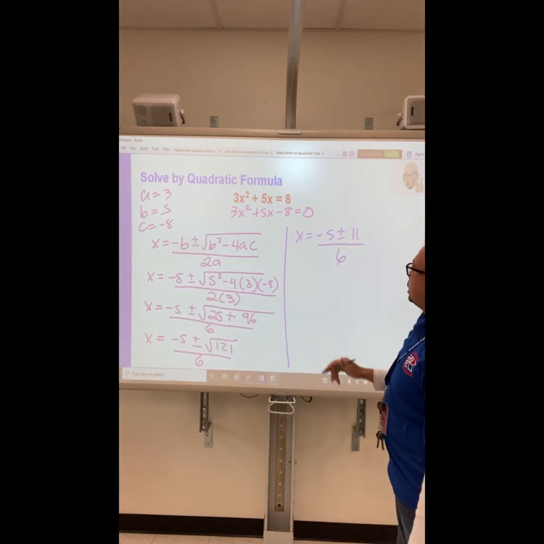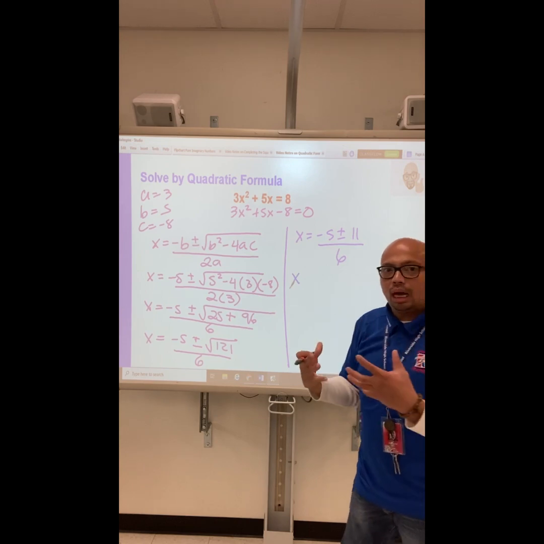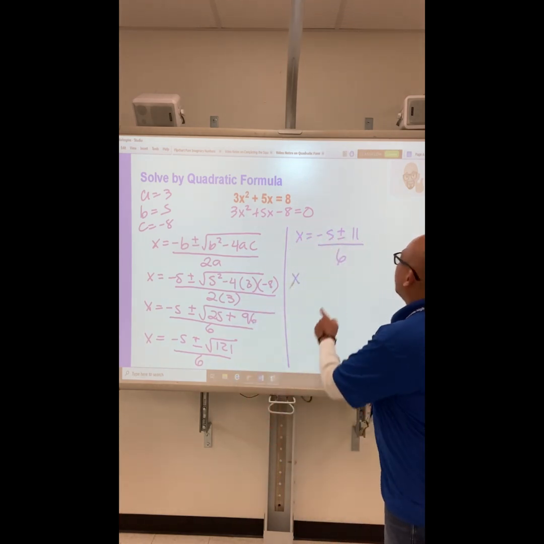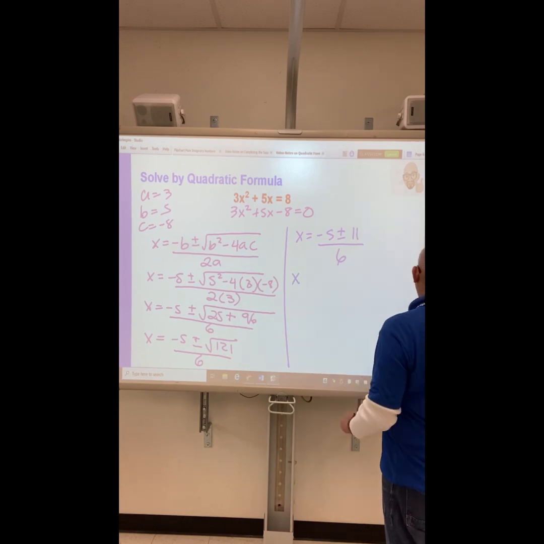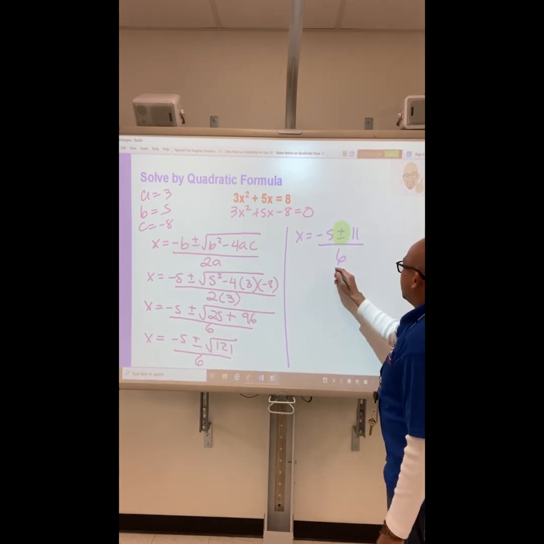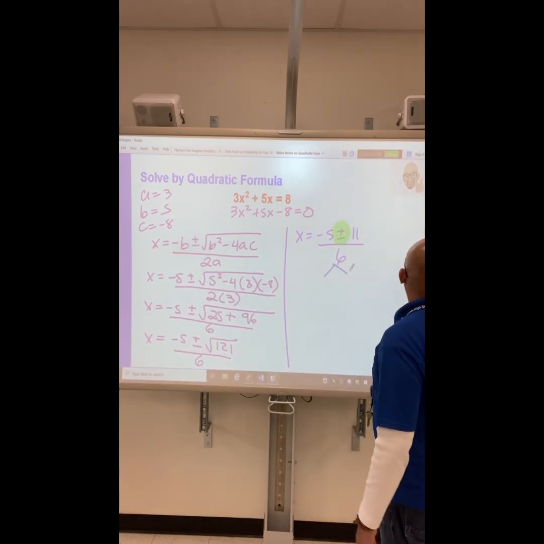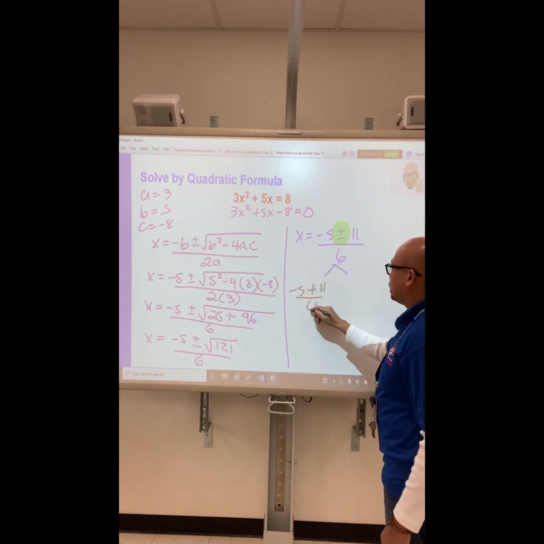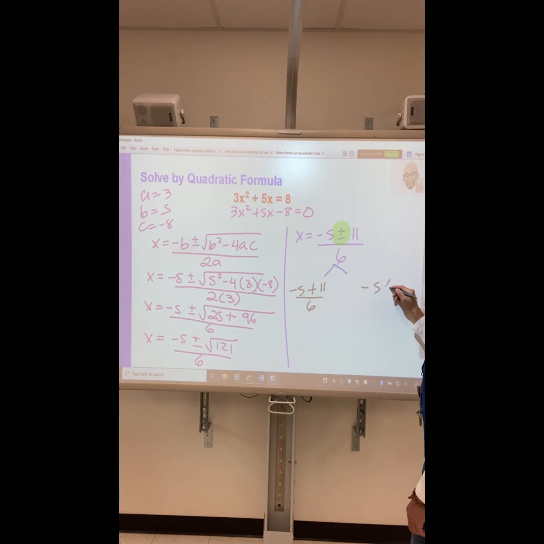Now here is a different scenario because we broke down the square root completely and are able to get a real number. What you need to do from here is split them into 2 parts. Why 2 parts? Because you have a plus or minus. Split them in two. One is negative 5 plus 11 over 6. The other one is negative 5 minus 11 over 6.